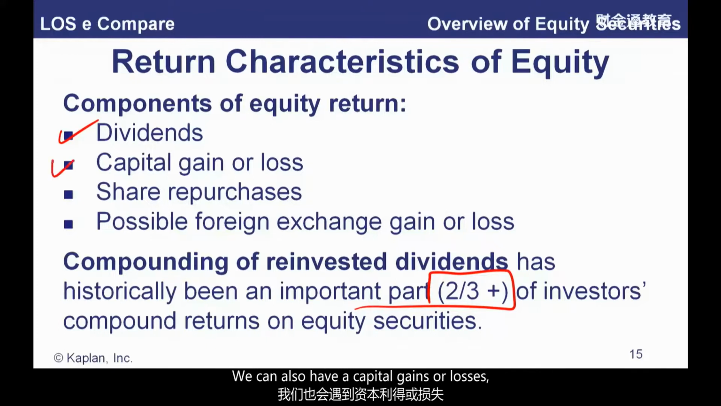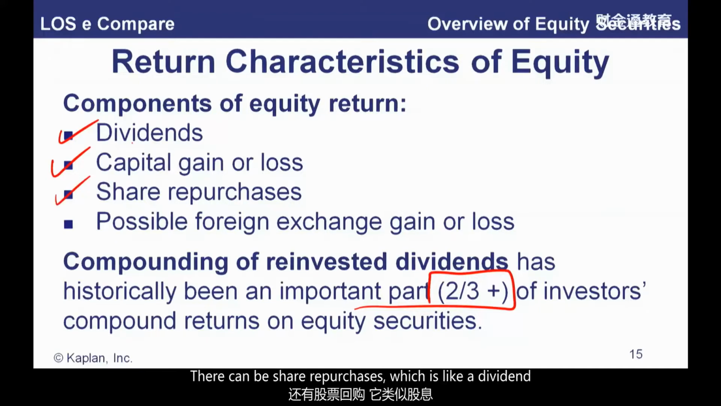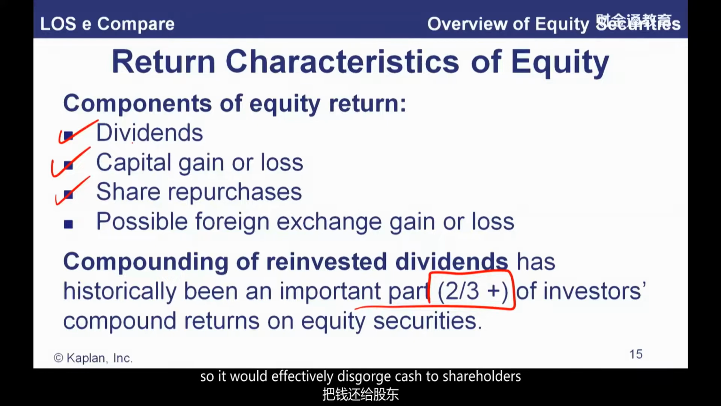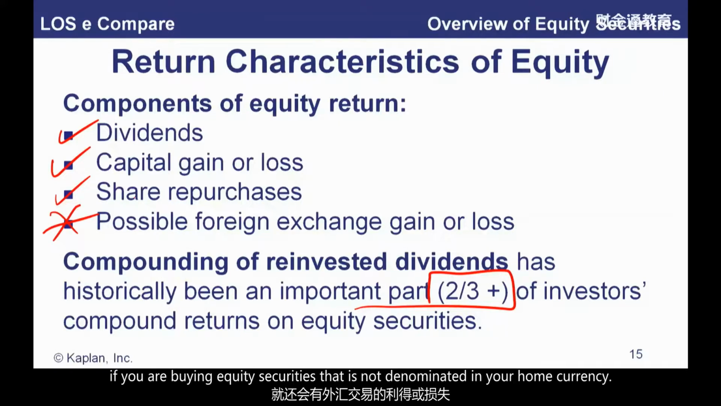We can also have capital gains or losses. That is, we buy it for 100 and it goes up to 120 or down to 80. There can be share repurchases, which is like a dividend, and we'll talk about in more detail elsewhere. That is where the firm is buying its own stock, so it is effectively disgorging cash to shareholders. And then there can also be a foreign exchange gain or loss if you're buying equity securities that are not denominated in your home currency.